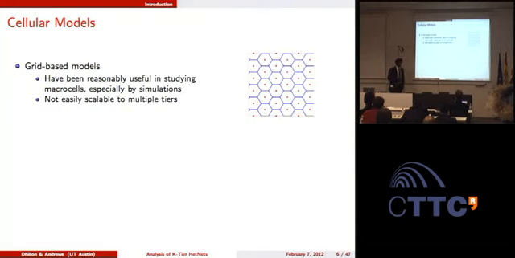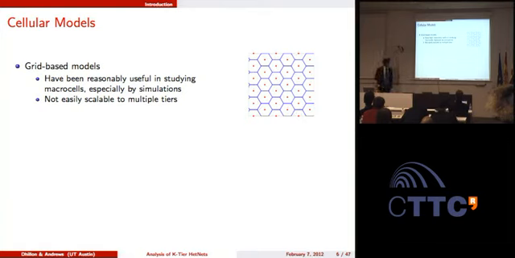Since this is going to be centered around the cellular models, let's take a look at what kind of cellular models we have right now. You would have seen this hundreds of times. This is a standard textbook figure. You have these macro base stations, which form a grid. They are located at the centers of the hexagons. The hexagons depict the coverage. This is what we call a standard grid-based model.